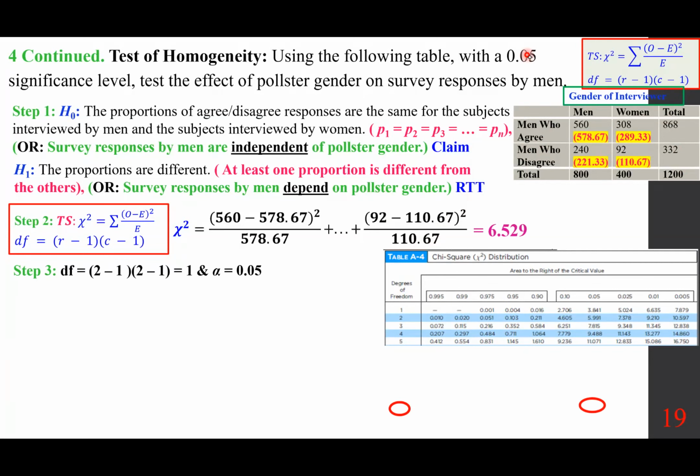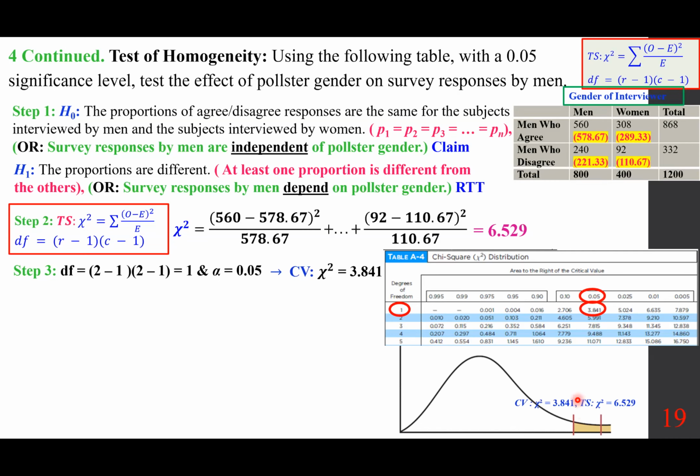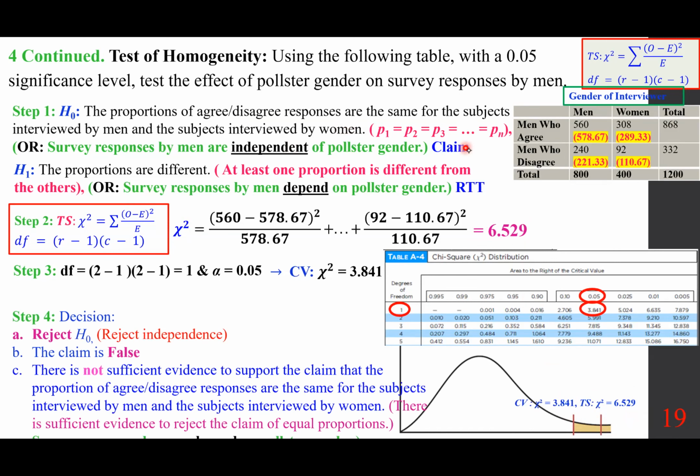The critical value, 1 alpha, becomes 3.841. If we do the drawing, 3.841 is the critical value, and the test statistic is way into the rejection region inside the tail. Therefore, you reject H0, which means you're rejecting independency. And therefore the claim becomes false, and we write it as follows.